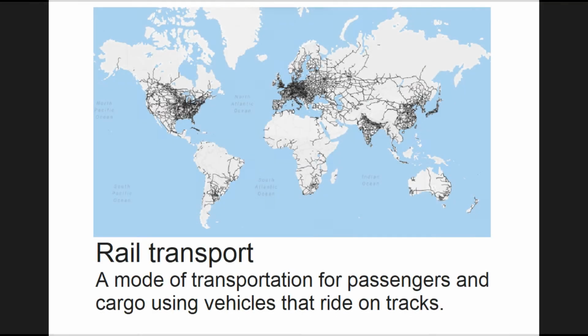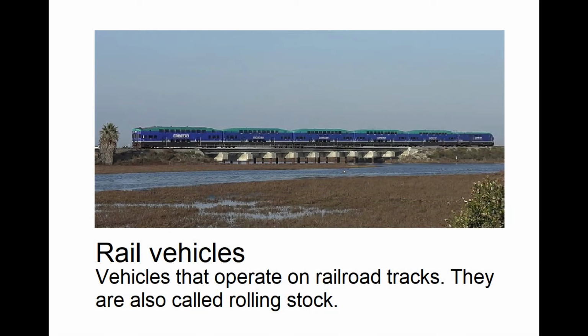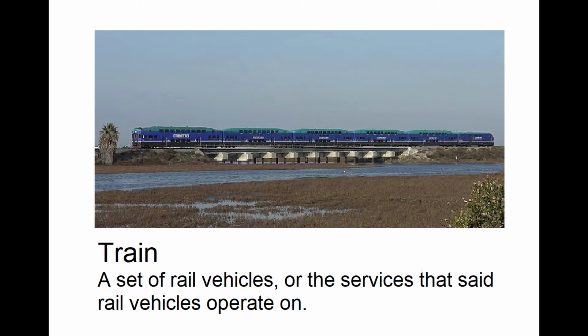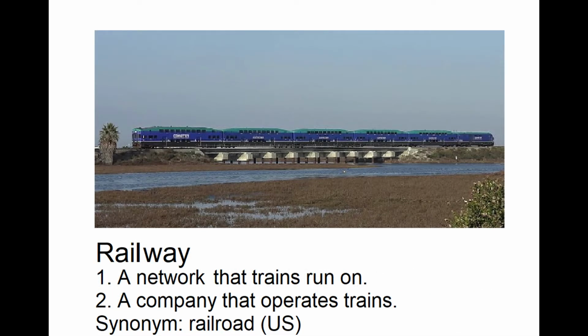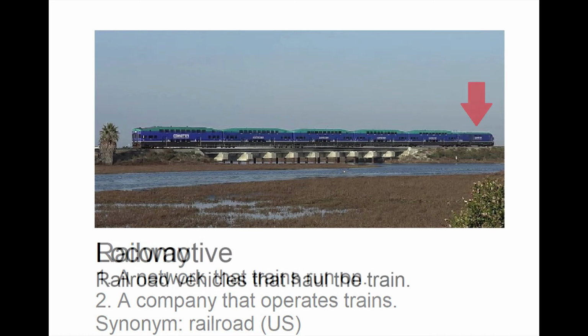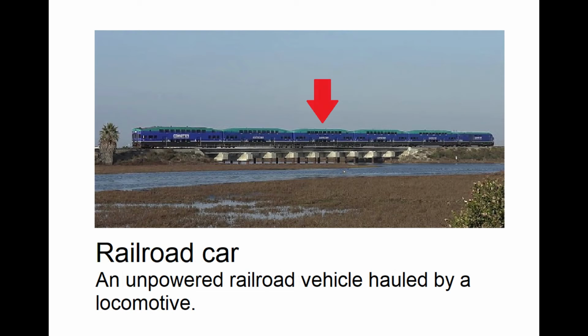In this chapter we will be talking about some basic rail transportation terms. Rail transport is a mode of transportation for passengers and cargo using vehicles that ride on tracks. These vehicles are called rail vehicles or rolling stock, and combined they make up a train. The networks that these trains run on, as well as the company that operates them, are called railways, or in the United States, railroads. Many of these trains are made up of locomotives, which haul the train, and unpowered railroad cars of varying purposes that are hauled by the locomotives.